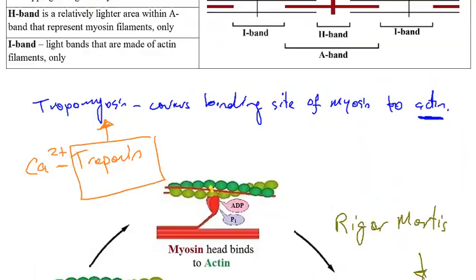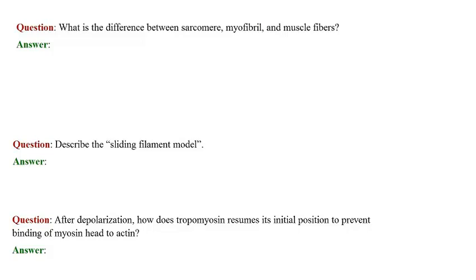Next question. What is the difference between sarcomere, myofibril, and muscle fibers? So we've already discussed sarcomere. We mentioned that this is the basic unit of striated muscles. Myofibrils, on the other hand, refer to the arrangement of sarcomeres in series. So if you put multiple sarcomeres in series, that is called a myofibril. And then a muscle fiber is an arrangement of myofibrils in parallel. So once you put multiple myofibrils in parallel, that's when you form a muscle fiber.